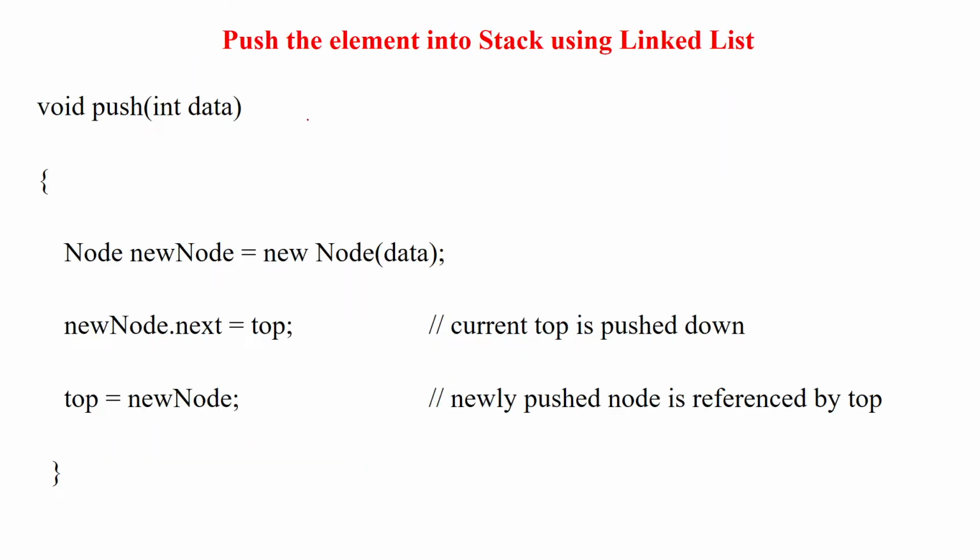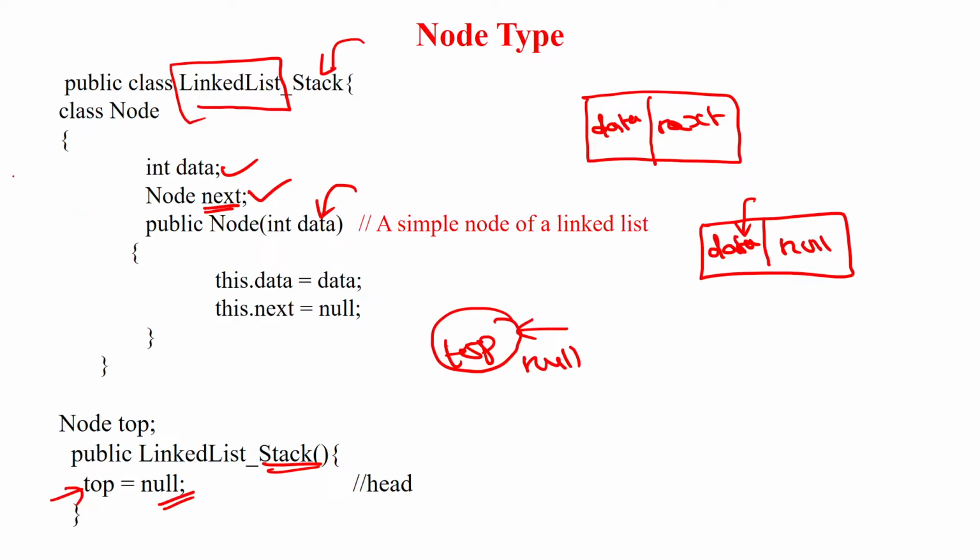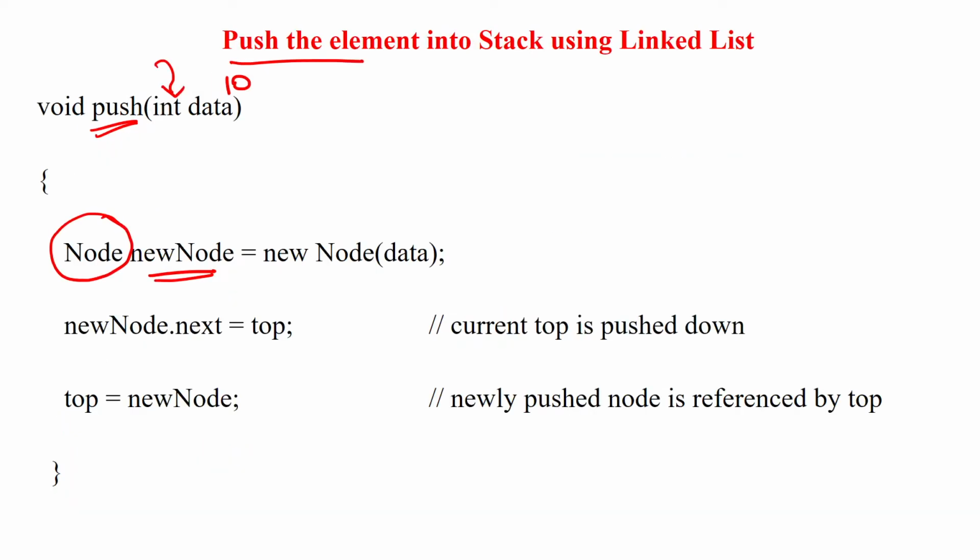Now we will see the push operation to insert data into the stack by using the linked list. Here we are calling the push method from the public static void main by passing the value data. Suppose I am passing 10. With the 10 I am creating the new node. The new node is created by using the node class, as I mentioned earlier. So we are creating the new node with value 10, and the next field will be null.